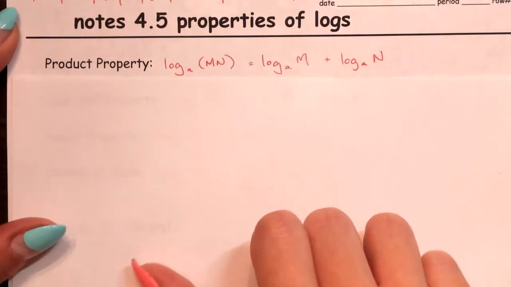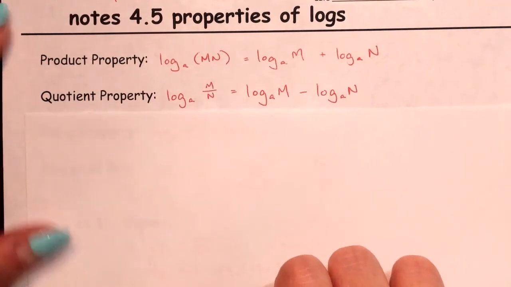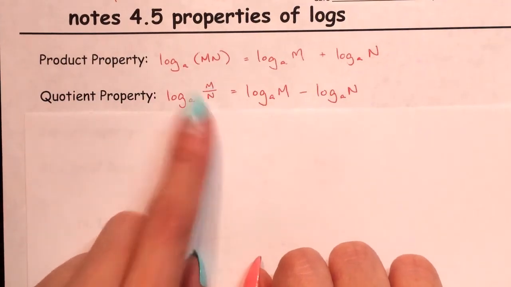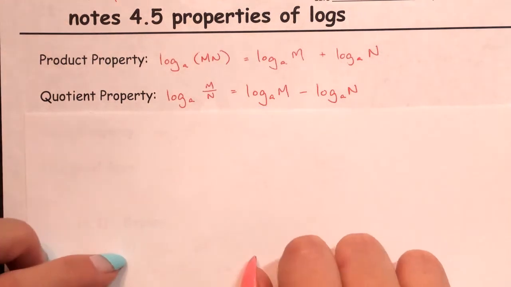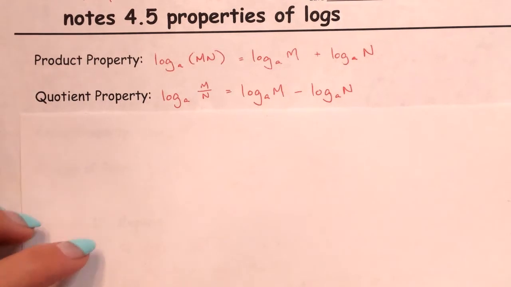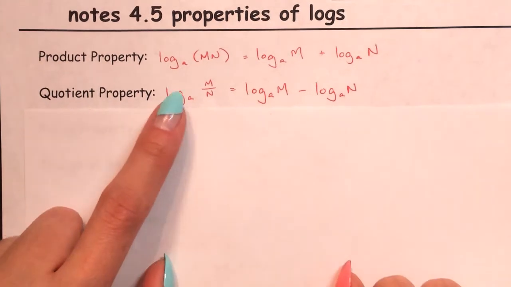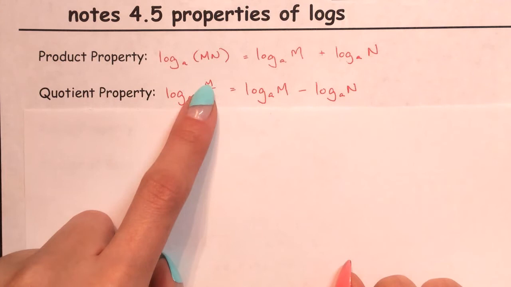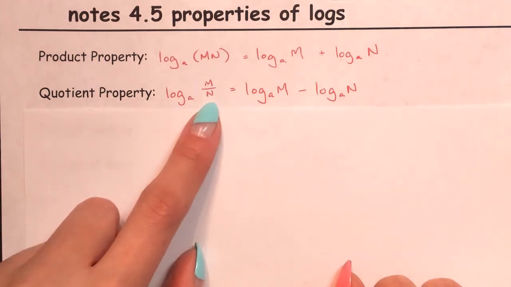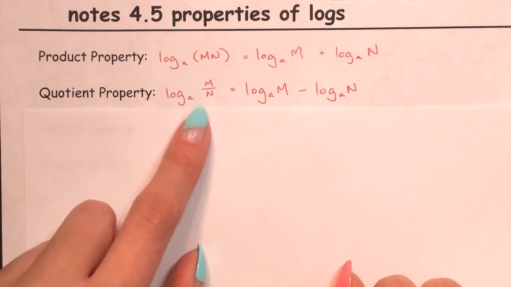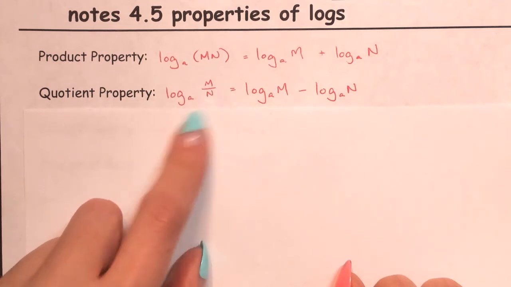So division works the same way. The quotient property is going to be when you have a division. This is one log. You can expand it to become two logs. And you can try this out with any numbers, okay? So I'm not trying to trick you. So imagine this is log base 2 of 8 over 4. What's 8 divided by 4? It's 2. Log base 2 of 2 is 1, right? So this would be 1.